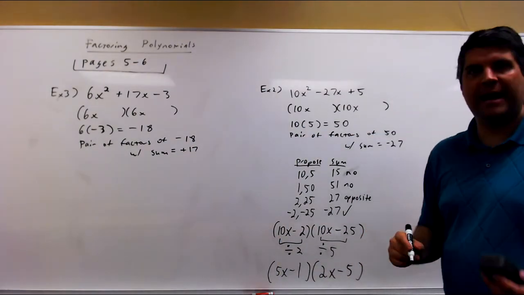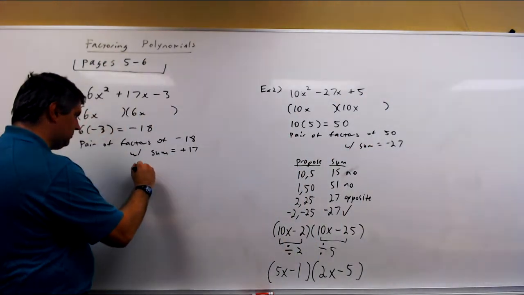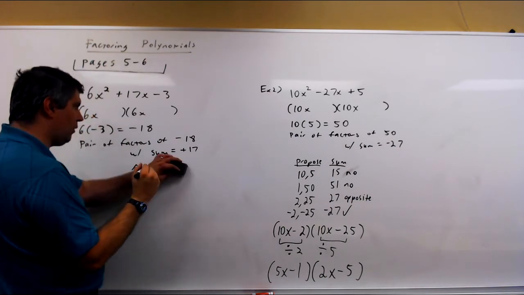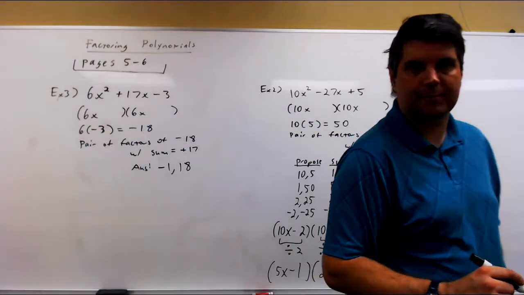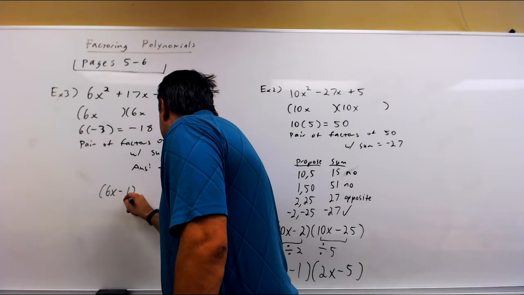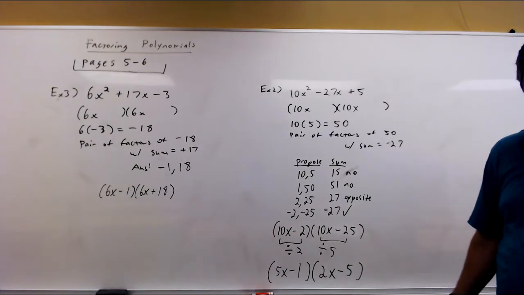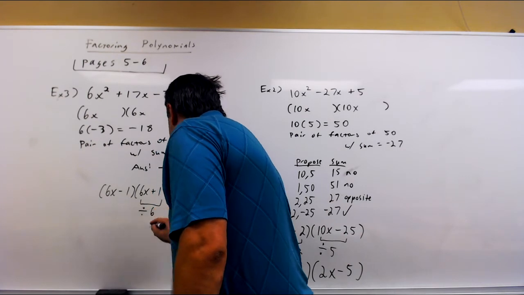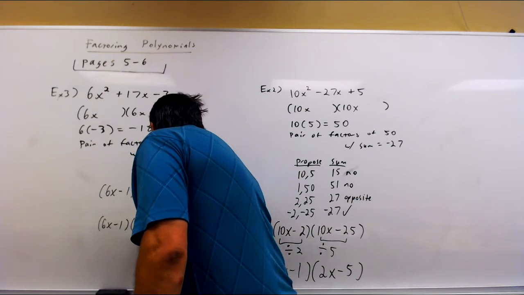All right, again, you may not need the table, okay? Answer, negative 1 and 18. Negative 1 and positive 18. All right? So we have 6x minus 1 and 6x plus 18. And these two are divisible by 6, leaving me 6x minus 1 and x plus 3.